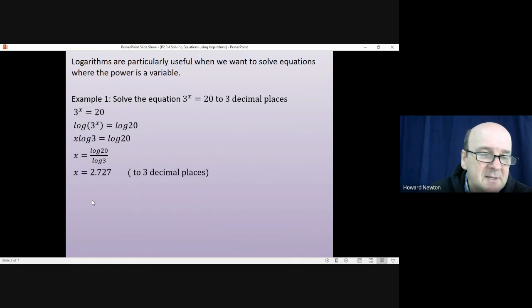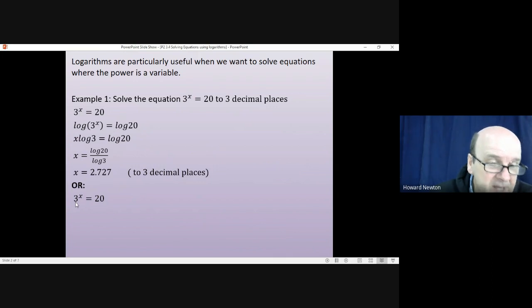Because modern calculators allow you to put in any base you want, there is another method. So I'll show you a second way of thinking about it. Instead of doing what we did, because this power here is 3 to the power of something, we could choose to use log to the base 3. So take log to the base 3 of both sides, and that'll give us log to the base 3 of 3 to the x is equal to log to the base 3 of 20.